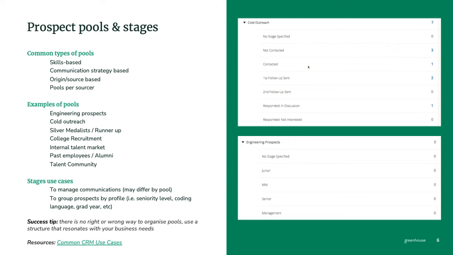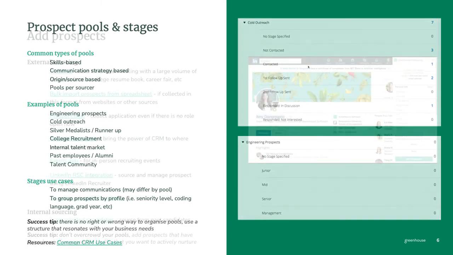Once you decide on the pools, we also have the stages. Stages are the way to organize the communication to each prospect. Keep in mind that different pools can have different communication strategies. And again, as I don't think this can be stressed enough, the reminder that there is no right or wrong way to organize pools. Design your pools based on what your company needs.